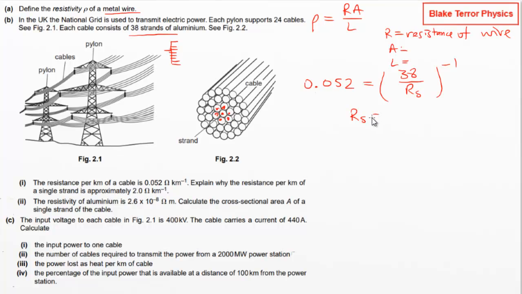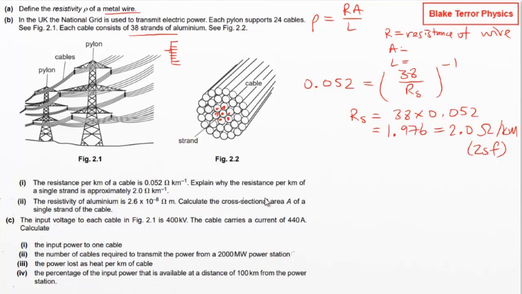So RS is going to be equal to 38 times 0.052. I mean, 0.052 is pretty close to 1/19, which is why we're going to get nearly 2 as an answer. But I'm going to put it into the calculator just to make sure. 1.976. So that's 2.0 ohms per kilometre to 2 significant figures. Excellent. Right, next bit, resistivity.